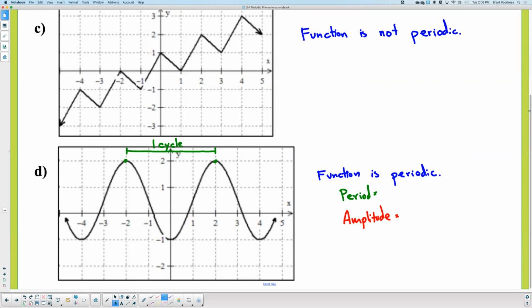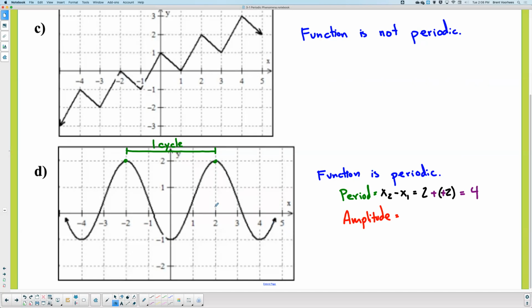How do you do it mathematically? x2 minus x1. What's our x to the right? 2 minus x to the left? -2. What happens when you have a minus and a negative? They go positive. And what's 2 plus 2? Period's 4. Great. What about amplitude?